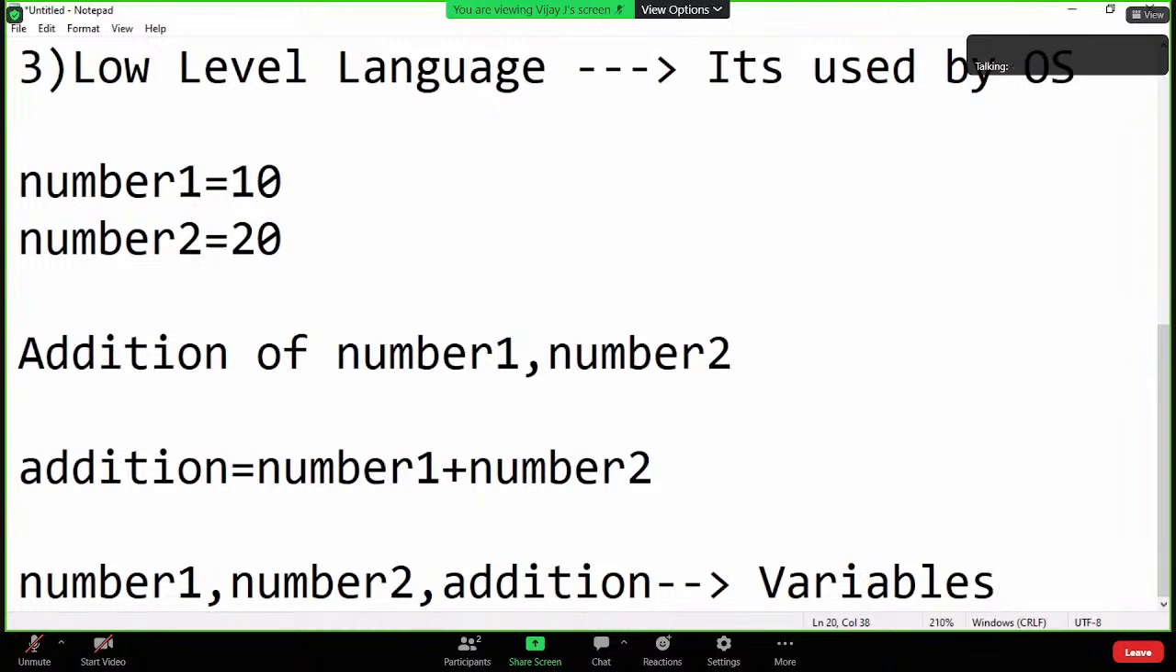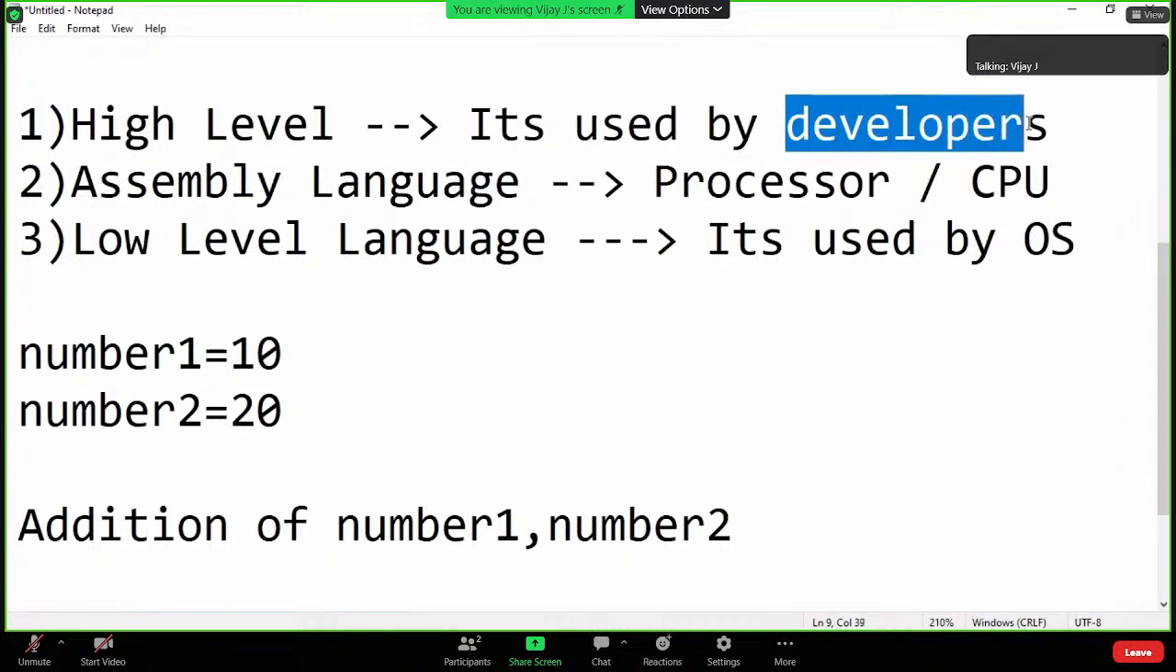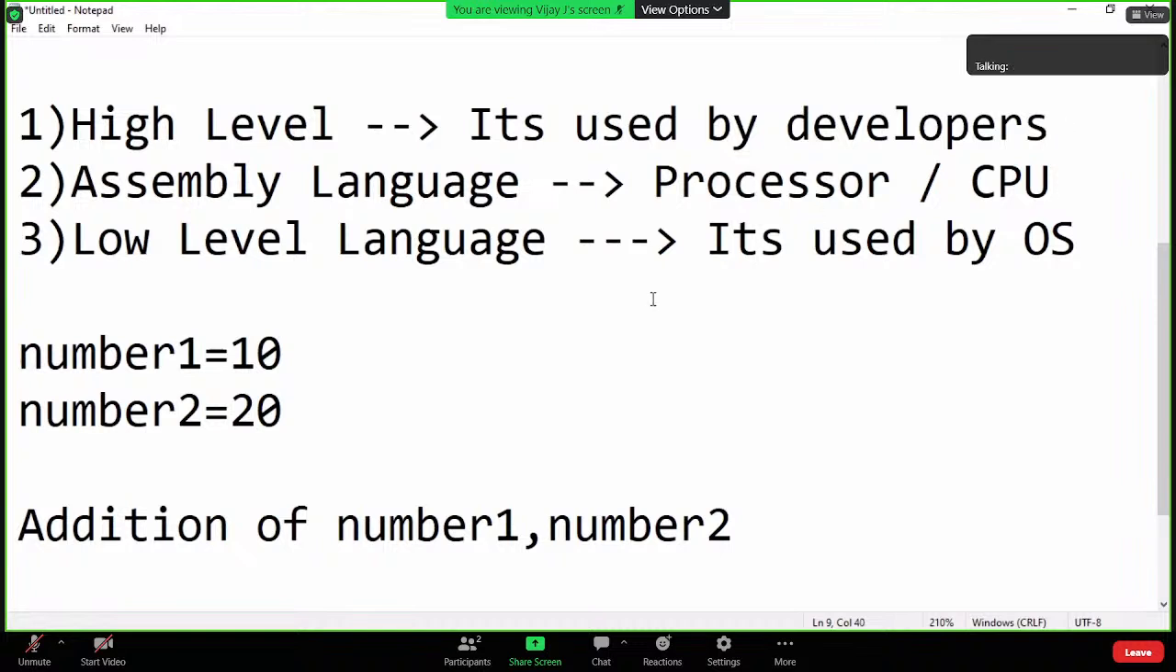A variable can be used for storing some data. It is like in a phone, where we can store some contact numbers. Clear? Similarly, when we are writing a program, who is writing it? A program is written by some developers. Sometimes these are also called programmers. Clear? Okay.